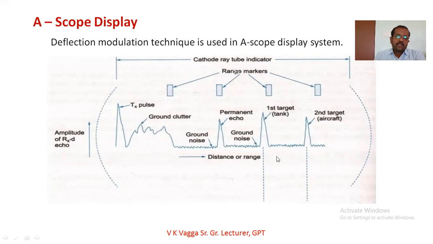The transmitted pulse and the echo pulse are applied to the vertical plates, and the sawtooth waveform is applied to the horizontal plates. Whatever is obtained as noise is mainly due to the obstacles present around the radar, and it is neglected. It measures the range in terms of time here. Understood? This is about the A-scope display.